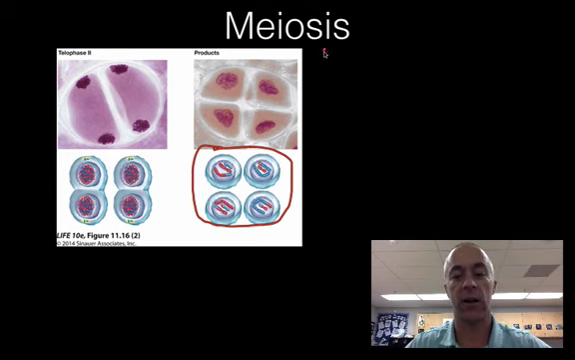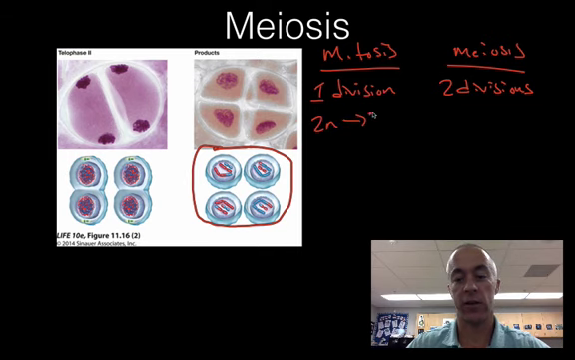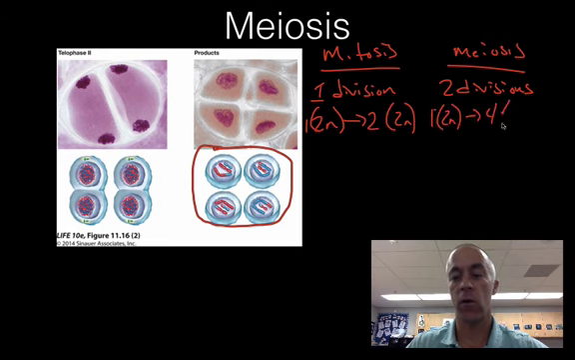So if we really summed it all up, if we said mitosis versus meiosis, mitosis takes place with 1 division, whereas meiosis takes place in 2 divisions. In mitosis, you start with a diploid cell and you end with 2 diploid cells. We'll say 1 diploid cell becomes 2. Here we have 1 diploid cell becomes 4 haploid cells. That's 1N.